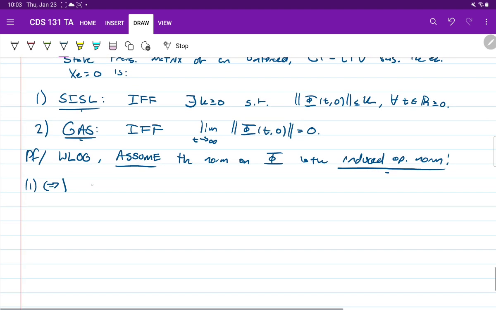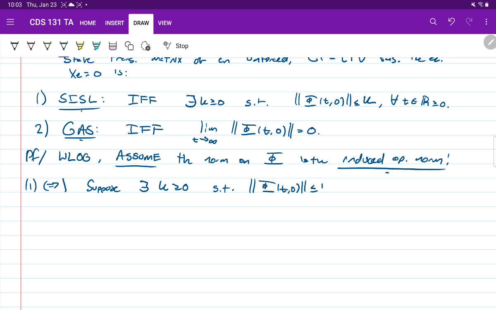Okay? So I'll say, suppose there exists a constant k greater than or equal to 0, such that the norm of phi of t comma 0 is less than or equal to k for all t in R greater than or equal to 0. Now what I want to do to prove Lyapunov stability is to get this epsilon-delta argument in terms of the norm of x of t, right? Or the norm of phi of t, t naught, x naught. Okay, let's go ahead and try to do this.